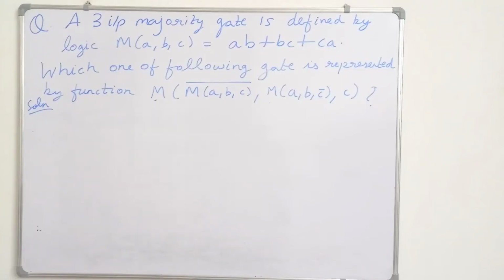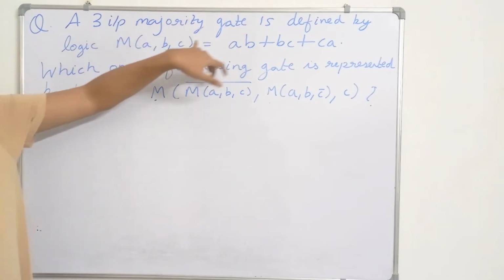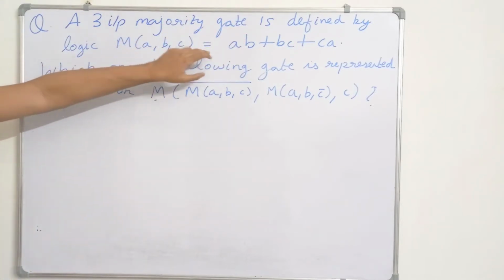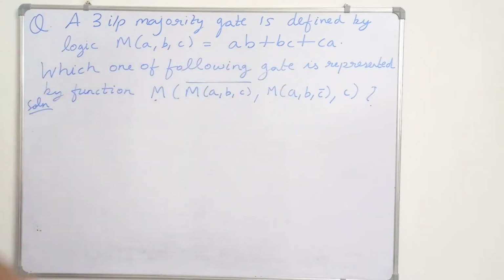Welcome. We are doing a question from the GATE exam. It says a 3-input majority gate is defined by the logic, so this is 3 inputs. It is a majority gate, equal to AB plus BC plus CA. Then we have to find which of the following gates is represented by this function.